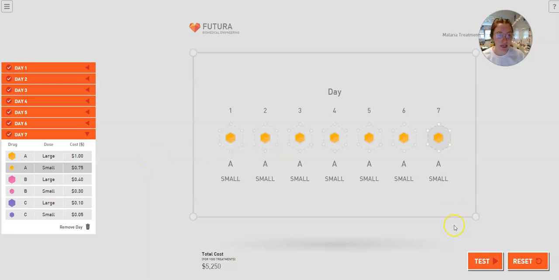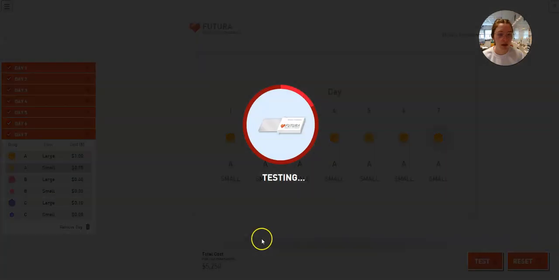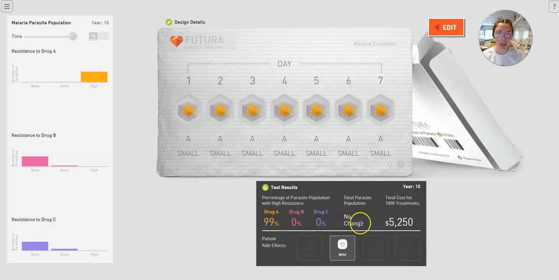So I have all 7 days, the same thing. What is my independent variable here? What is the thing that I am changing? I am changing my number of days. I'm keeping the test the same. So I'm going to test. And here's my results. Okay.